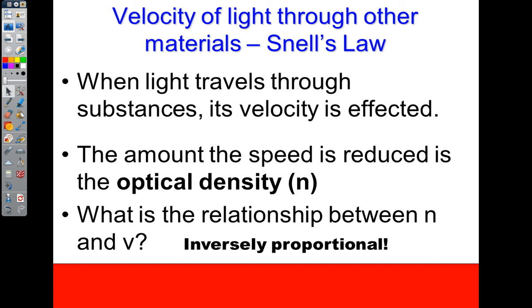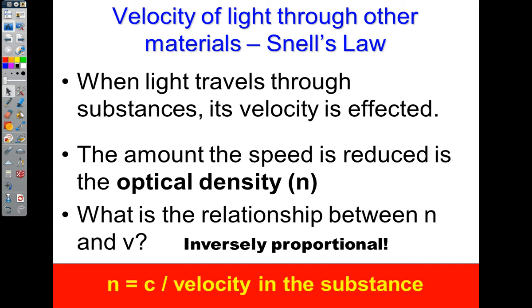Which brings us to our equation. I wanted to write out velocity so everyone knows. So what is our n again? Optical density. So n equals c, the speed of light, divided by v, the velocity of the light in a substance. And n is the optical density.